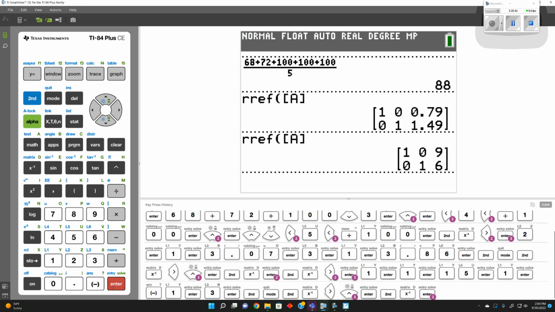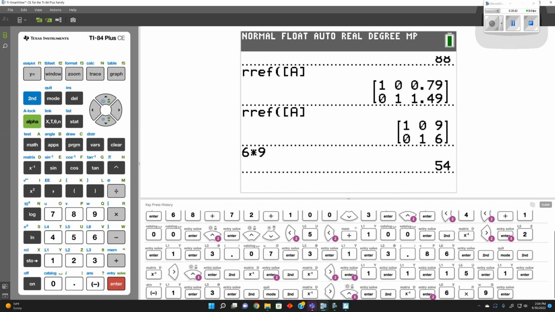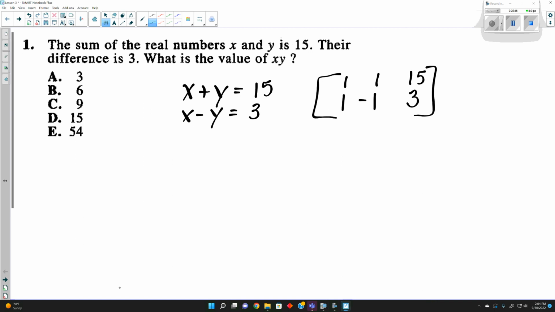So what are the values of x and y? 9 and 6, yes? So what do we need to do lastly? Multiplying. 6 times 9 is 54. So the correct answer is E, 54. Questions on this here?